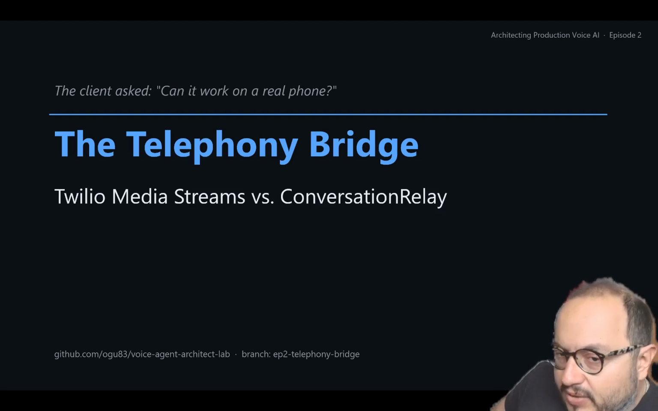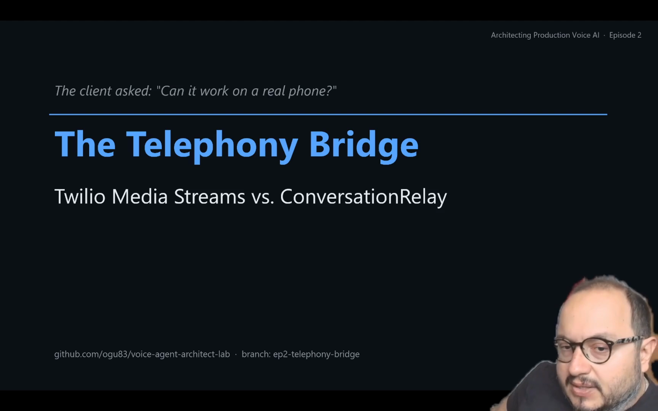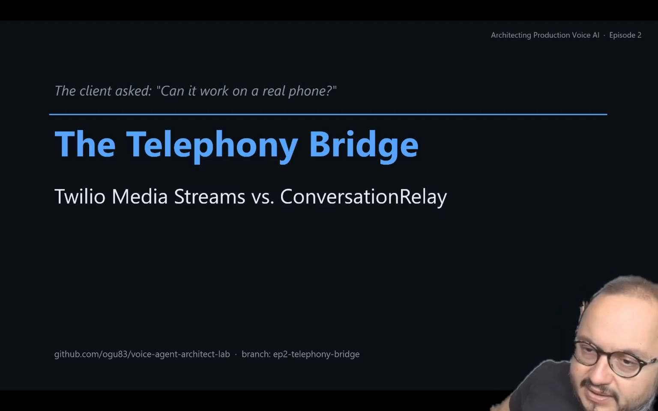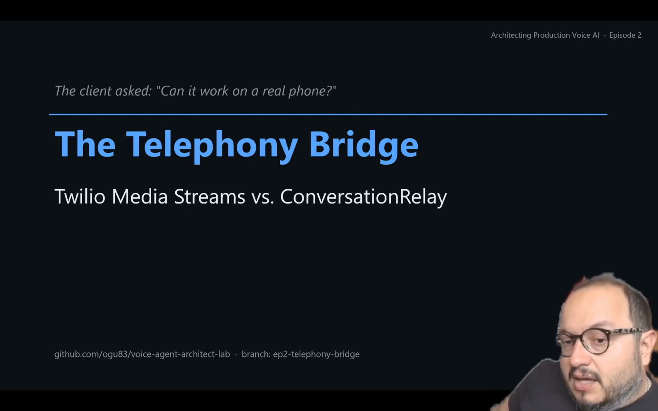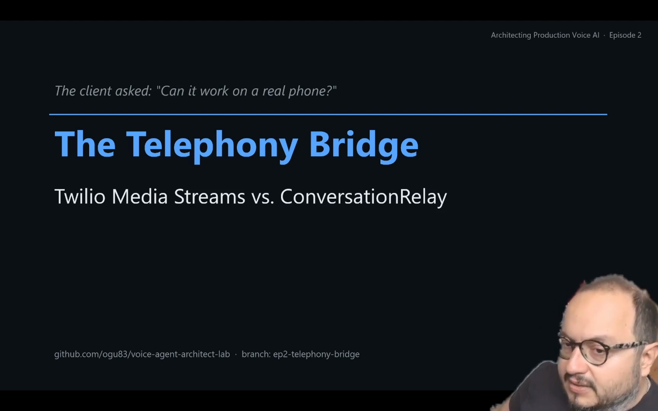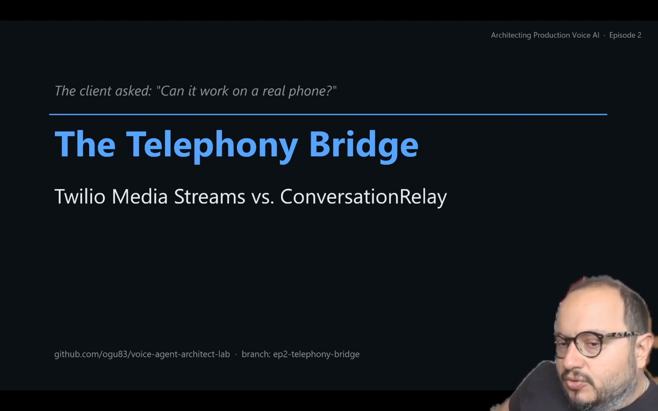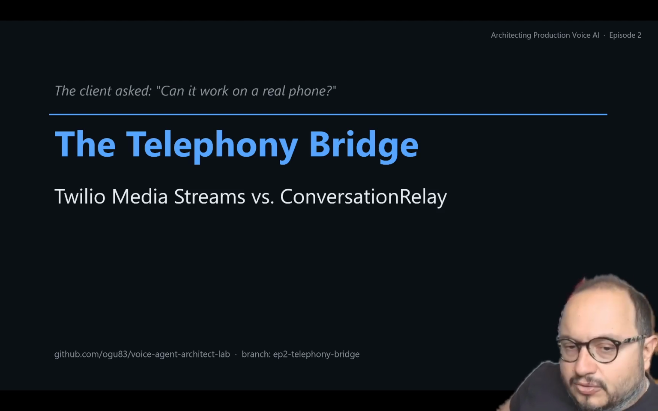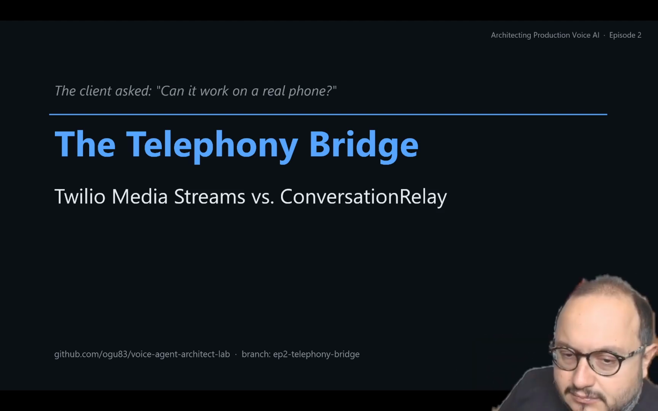In this episode, we are going to build a telephony bridge using Twilio, the most common path for getting a voice agent onto a real phone number, and we are going to look at two fundamentally different approaches. The raw media streams proxy, where you build and own the entire audio pipeline, and ConversationRelay, where Twilio manages the pipeline and you focus on the logic. By the end of this episode, you will know which one to use and why, and you will have the code for both. This is episode 2 of the Voice AI Engineering series. Let us get into it.